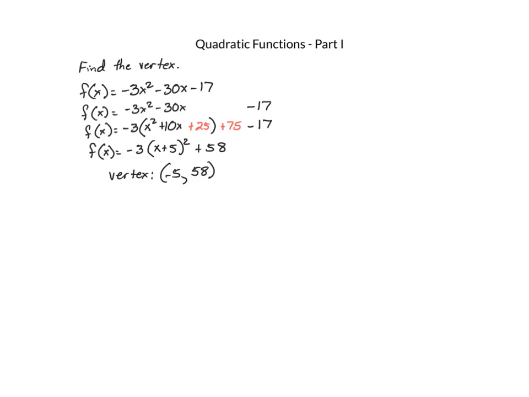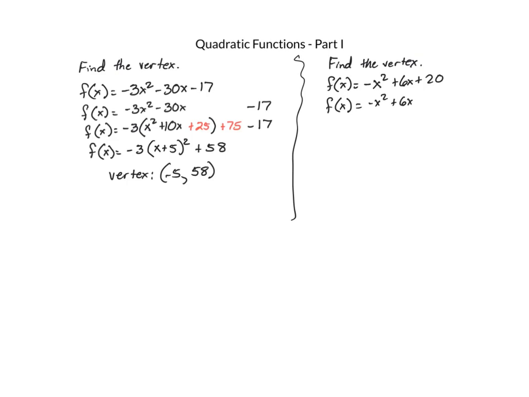Let's look at one last problem. It is f of x equals the opposite of x squared plus 6x plus 20. If you're feeling ambitious, turn off the video, give it a try yourself. See if you can put it in vertex form and name the vertex. Okay, here, let's go. I'm going to slide that 20 over because we don't want it involved in completing the square.